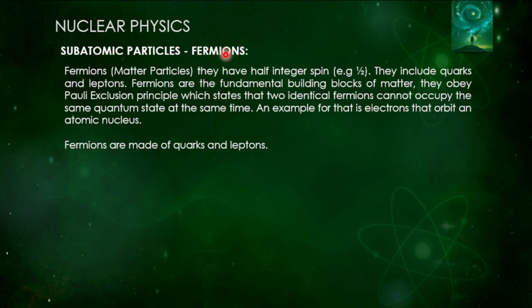Subatomic particles, fermions. Fermions, which are matter particles, have half-integer spin, e.g. 1/2. They include quarks and leptons. Fermions are the fundamental building blocks of matter. They obey the Pauli exclusion principle, which states that two identical fermions cannot occupy the same quantum state at the same time. An example of that is electrons that orbit an atomic nucleus. They cannot occupy the same orbital. Fermions are made of quarks and leptons.